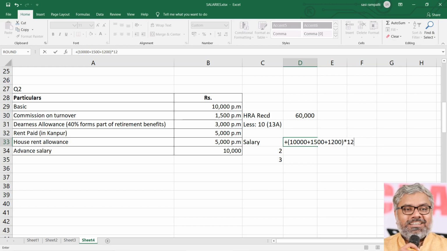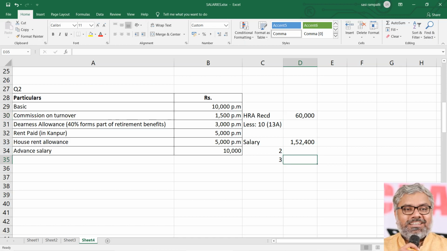But that is monthly, which was given. Multiply with 12, we get 1,52,400 as the salary, which is useless elsewhere. Only for the purpose of computation of exemption of HRA it is useful. That's all. That is 1,52,400. Then exemption of HRA depends upon actual HRA received or rent paid minus 10% of salary, or 40% or 50% of salary, whichever is lower.